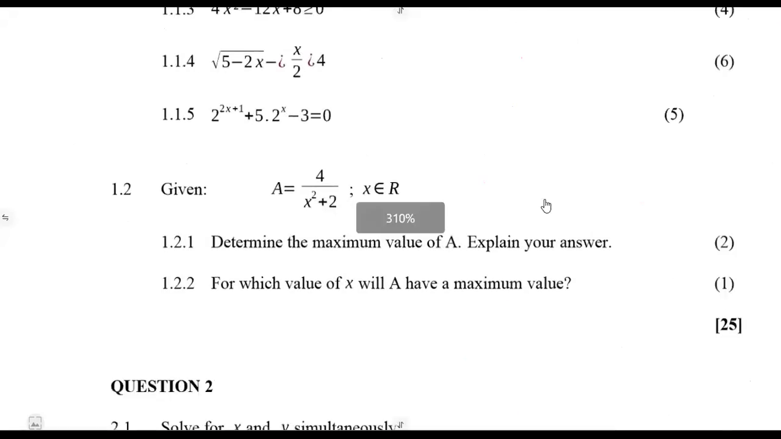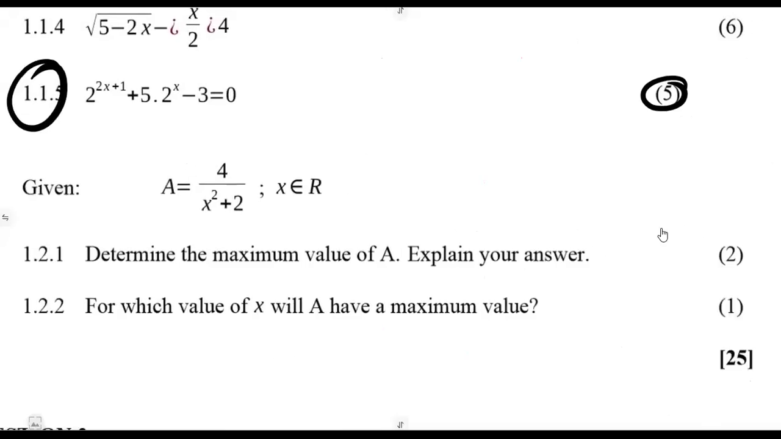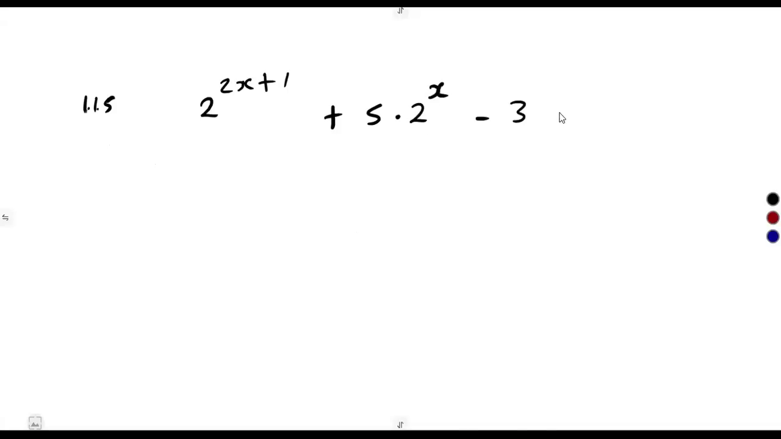All right, let's move on to 1.15, which is 5 marks in this case. So let's see our question. You were given something like this. That's 1.15. You were given 2 to the exponent of 2x plus 1, plus 5 times 2 to the exponent of x minus 3, is equal to 0. So, guys, this is a revision by now. From the introductions, I just hope the basics are there.